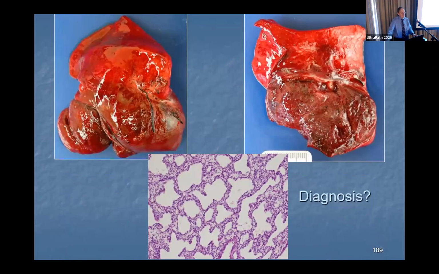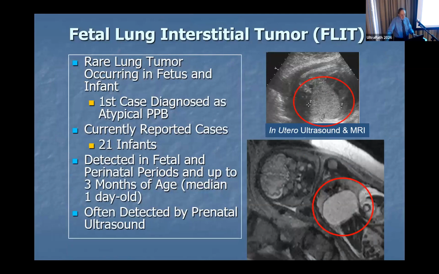So the diagnosis, I don't expect you to know the diagnosis because it's a fairly rare disease. But this is the fetal lung interstitial tumor. It's called FLIT. And it was described about 10 years ago, cases that we contributed to the literature with that. And currently about 21 cases that have been reported of this. This is a benign tumor. Once it's excised, there was no recurrence associated with it.